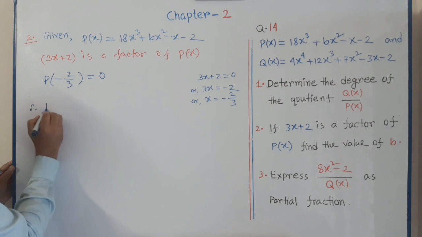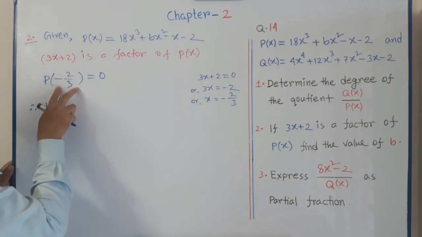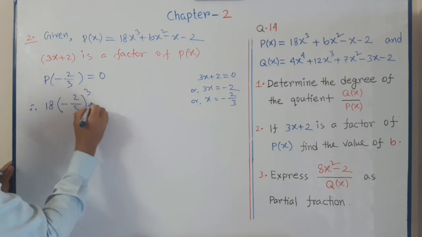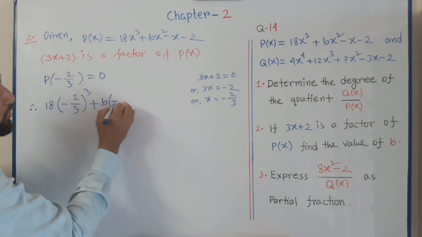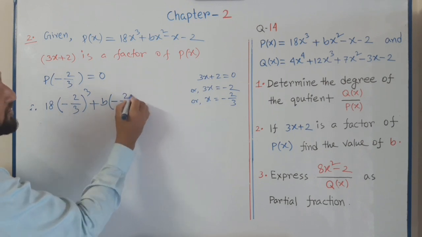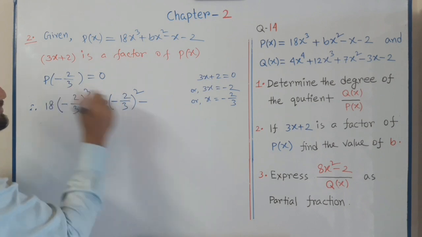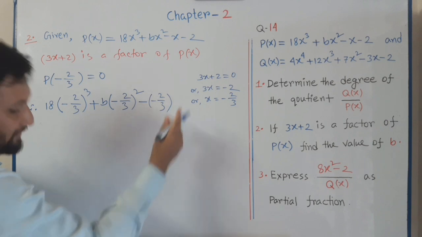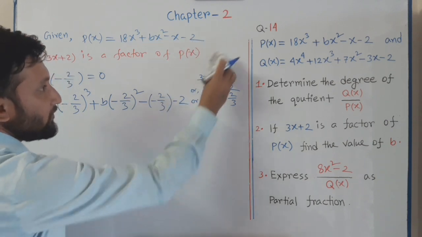So we can get 18 x cube. So value of x is minus 2 by 3, so minus 2 by 3 cube, and then plus bx square. So b into x square, value of x is replaced by minus 2 by 3, so minus 2 by 3 square, and then minus x, the value of x is minus 2 by 3, so minus 2 by 3, and then minus 2, write down here minus 2. Okay, erase this part.